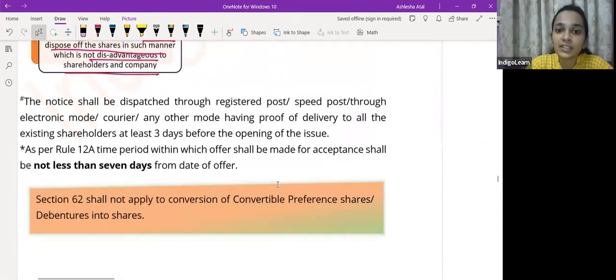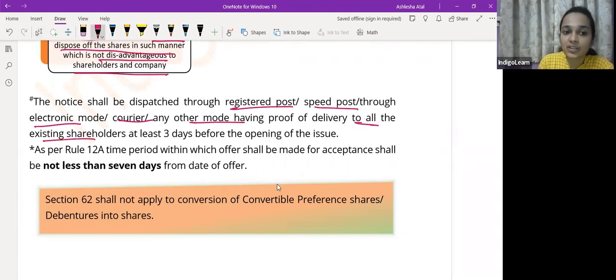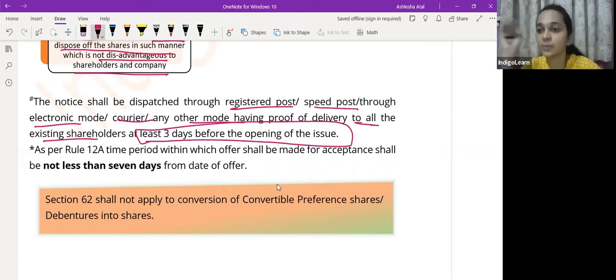And also, all these notices, the notice of rights issue, can be dispatched through registered post, speed post, electronic mode, courier, or any other mode to all the existing shareholders at least 3 days before the opening of the issue. So before opening of the issue, at least 3 days before, this notice should go to all the existing shareholders of the company.